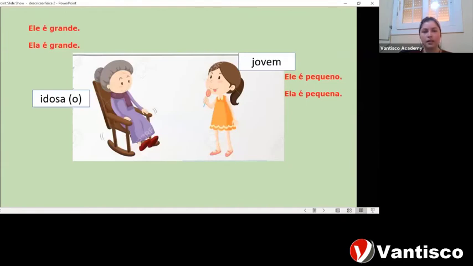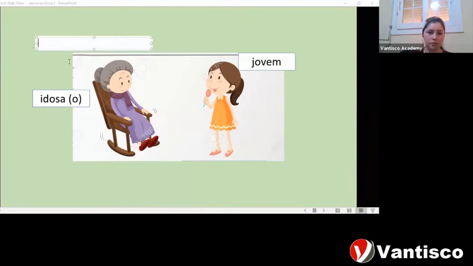And here we have these two little ones. Jovem. The girl is jovem. A menina é jovem. The girl is young. Young. Idosa. We also have, for the masculine form, idoso. Idosa, idoso. Idosa means old. Okay, so we also have another word to describe.